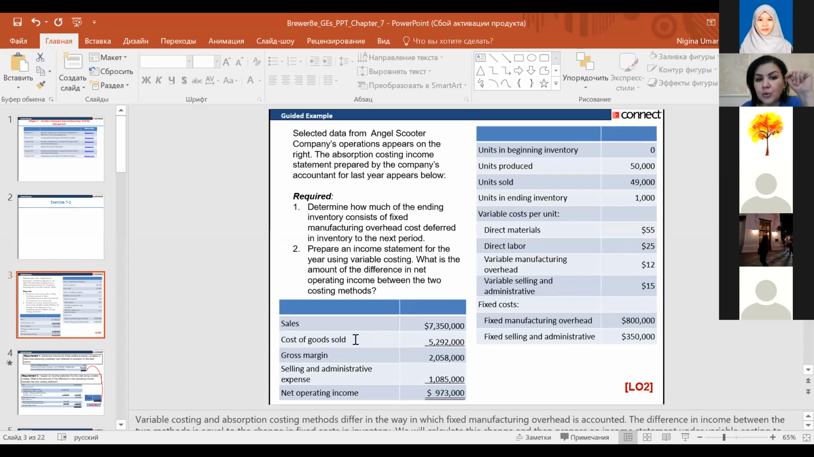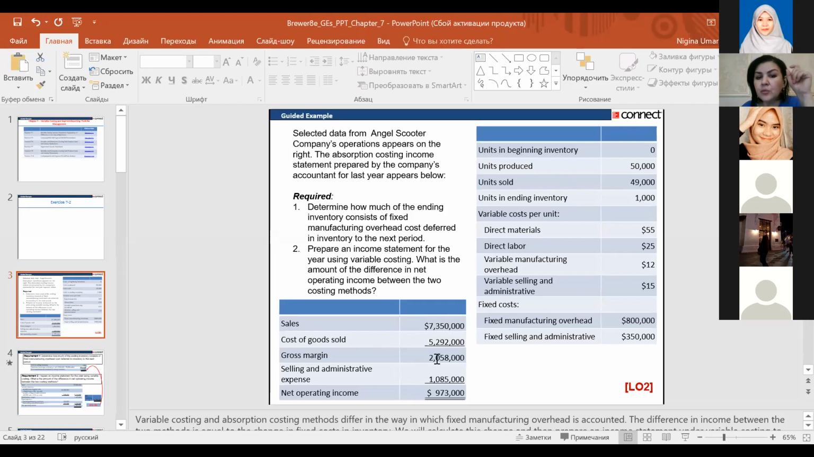And cost of goods sold. How do we calculate cost of goods sold for variable costing? So 92 we must multiply by what? By which number? Units sold. Exactly. Units sold. Yes, by 49,000. Okay, very good. And then we must subtract this amount from sales revenue, right?